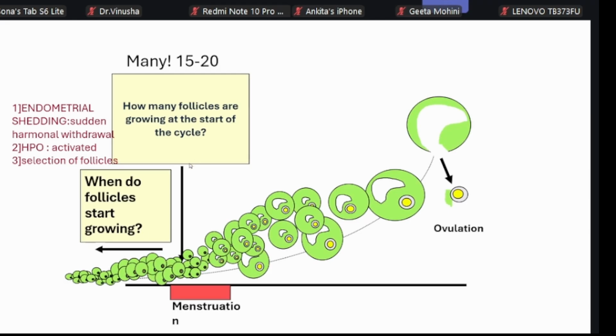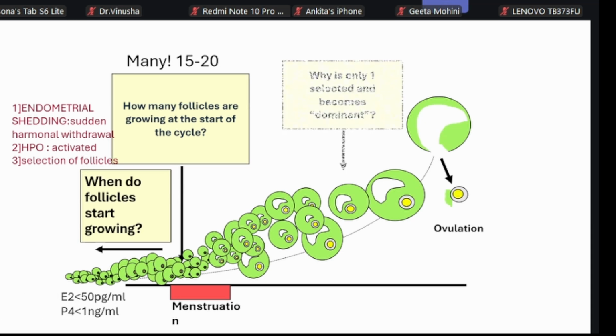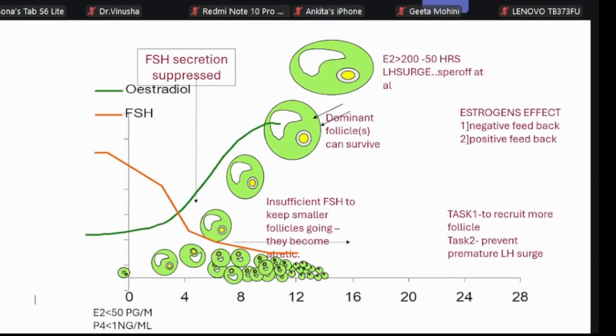So how many follicles will start to grow at the start of the cycle? Whatever follicles are there, we will try to recruit all of them. In a natural cycle, only one dominant follicle will grow, but in a stimulated cycle, we try to recruit multiple follicles so that we get multiple eggs. So our aim should be to recruit multiple follicles, and whenever the multiple follicles start growing, all of them will be secreting estradiol.